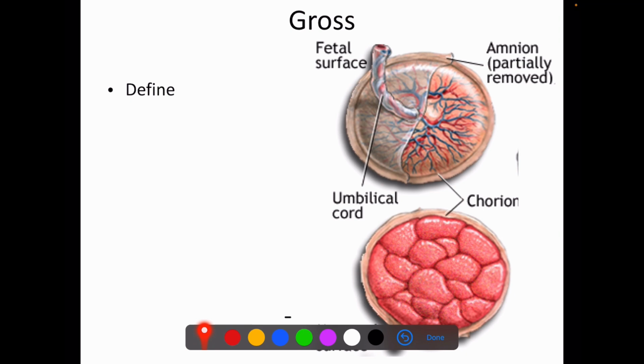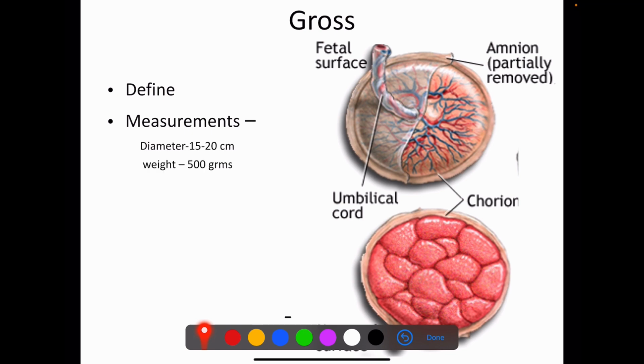Placenta is a materno-fetal organ which starts to develop at the beginning at the implantation and it sheds off with the fetus at the delivery. Okay, now this placenta measurements, it measures about 15 to 20 centimeter in diameter, weighs about 500 gram and its thickness is about 3 centimeter at the center.